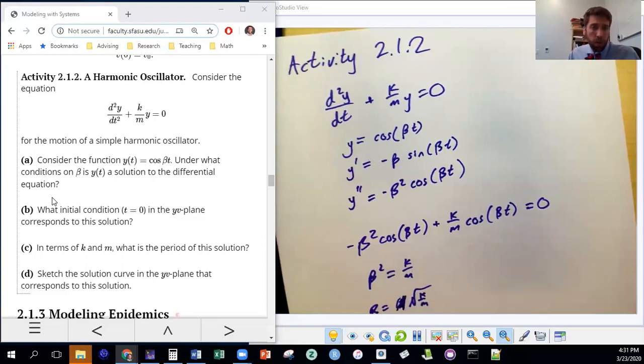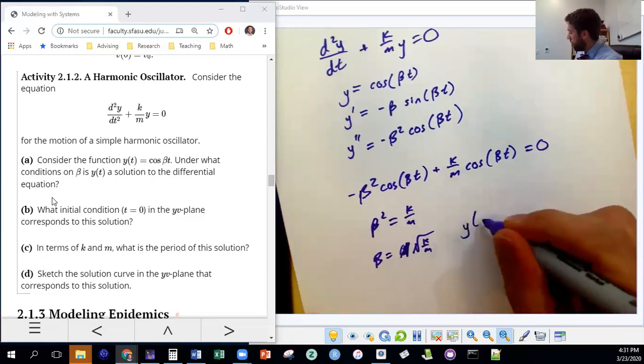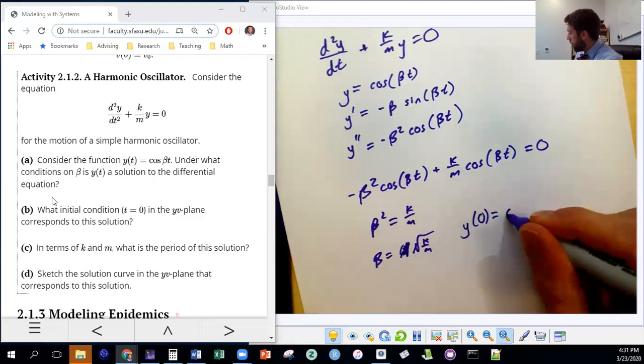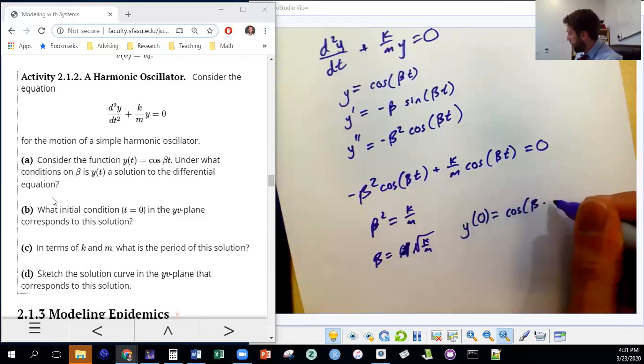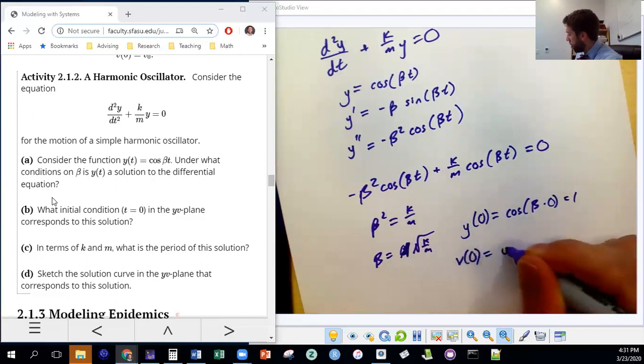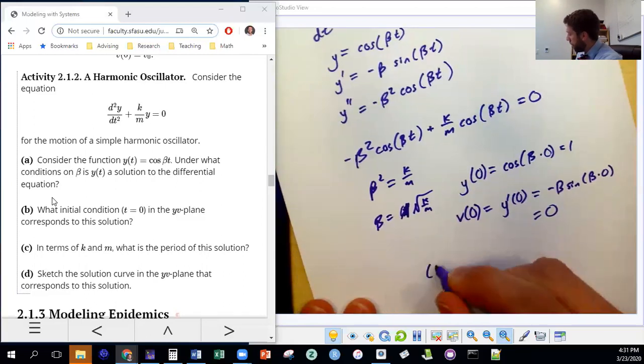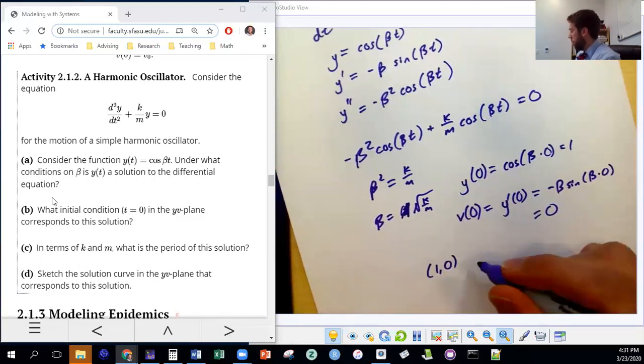Okay, so what initial condition in the YV plane corresponds to the solution? Well, the initial condition is, well, y of 0 equals cosine of beta times 0 equals 1. And then v of 0, well, that's equal to y prime of 0, which is negative beta times sine of beta times 0, which equals 0. So it's the point (1, 0) in the YV plane.